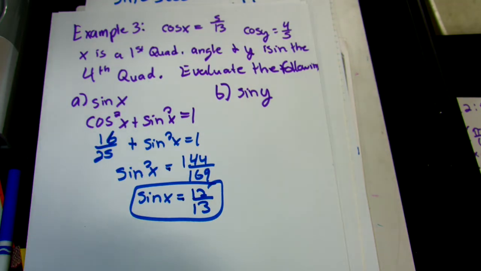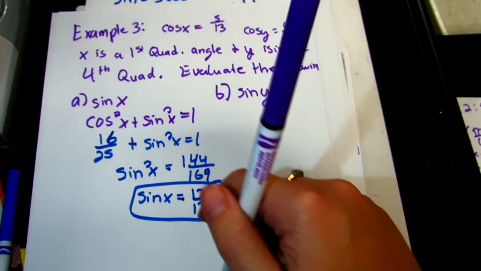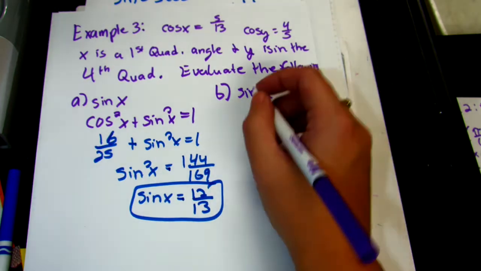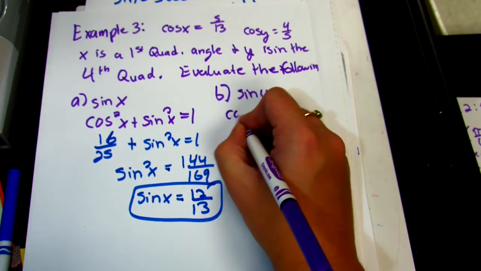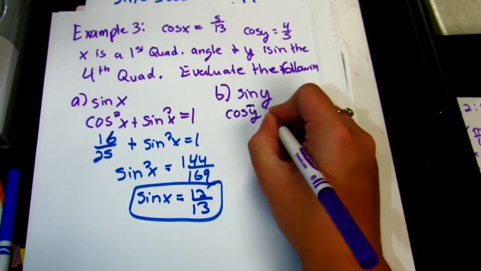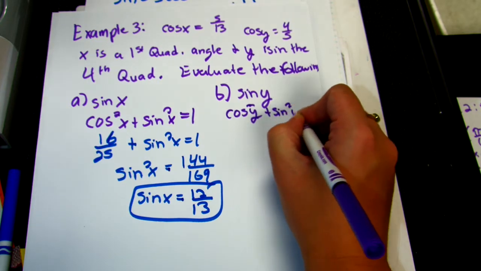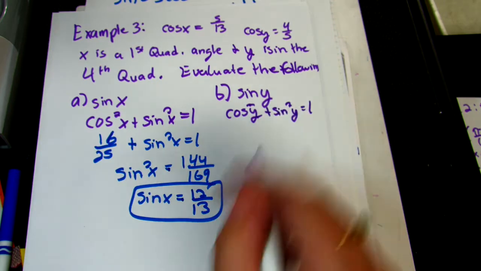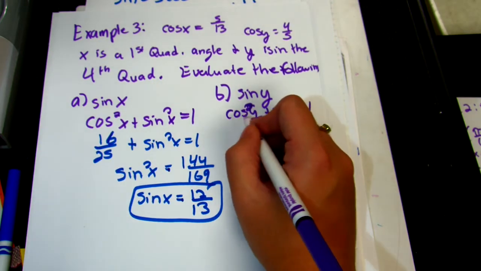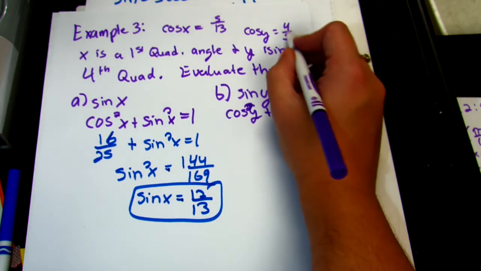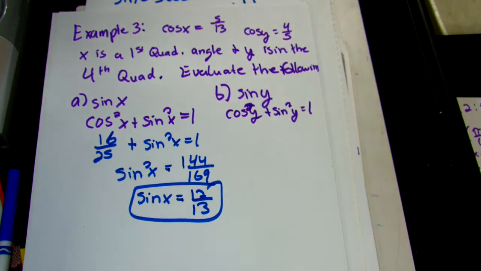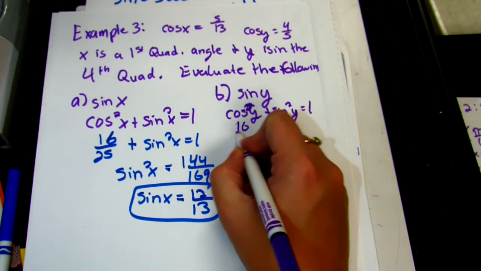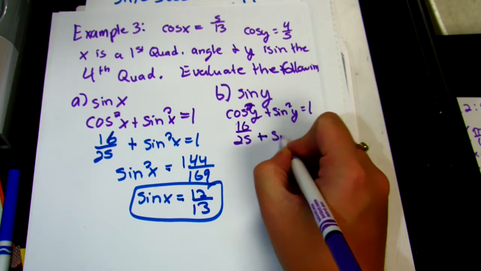So what we're going to do is the same thing, the Pythagorean Theorem. So cosine squared y plus sine squared y is equal to 1. And this time, when we have our cosine squared y, we're going to end up using 4 over 5, okay? But it's squared, which means that we have 16 over 25.